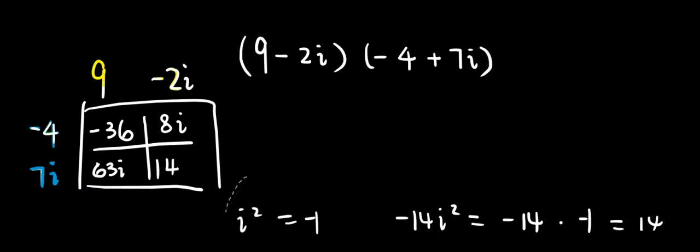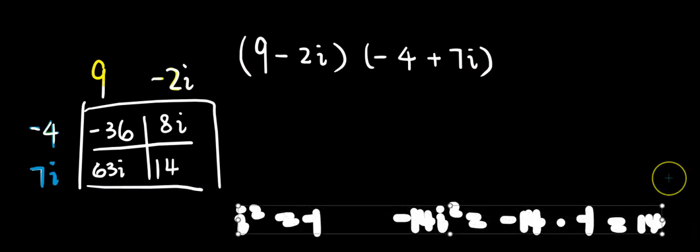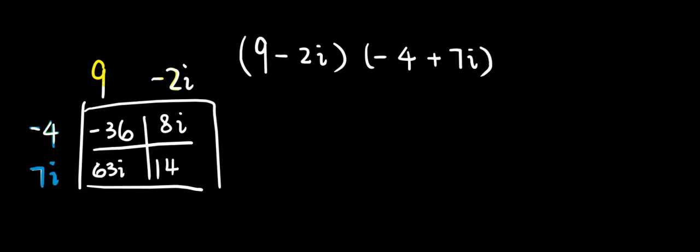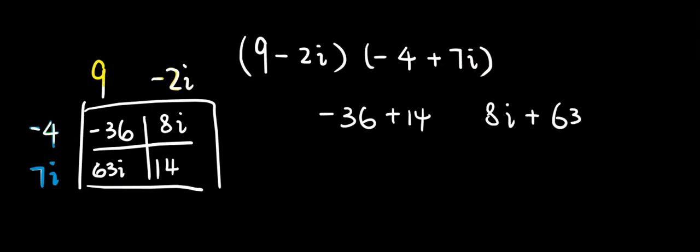Now we can do such work called combine like terms. If you want, you can write them out. Your like terms are 36 and 14. Your like terms are 8i and 63i. Pause this video, see what you have. Okay? Alright, welcome back again.